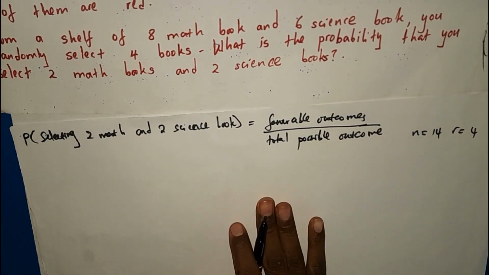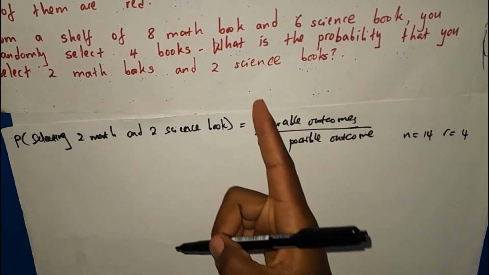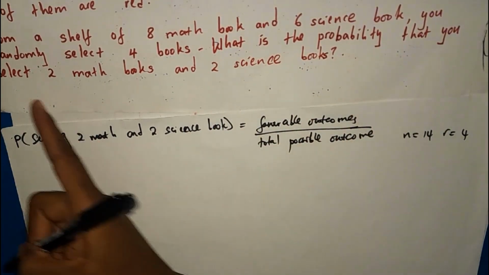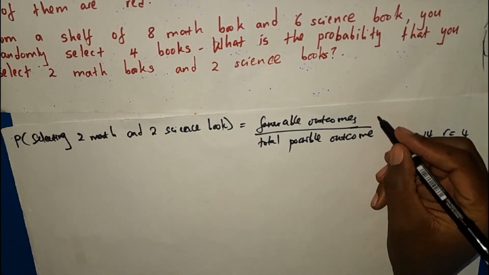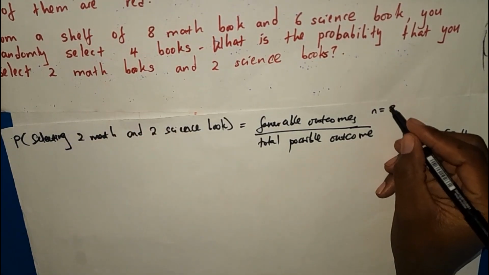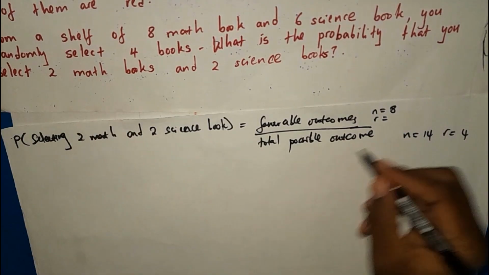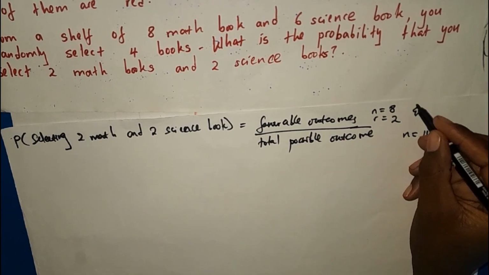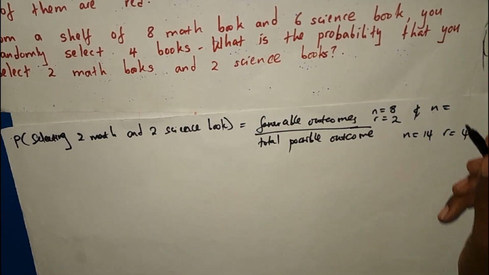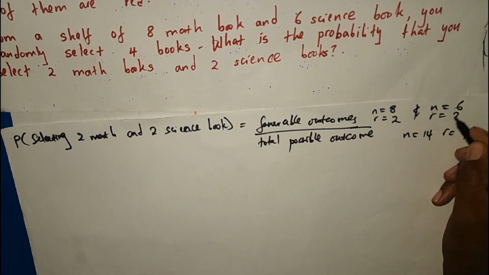And then for the favorable outcomes, firstly, what is the probability that you select 2 maths books? So we're going to say n for maths, which is 8, and then r, we need to select 2 maths. And the n for the science, our total books of science, we have 6, and then the r, we need to choose 2.